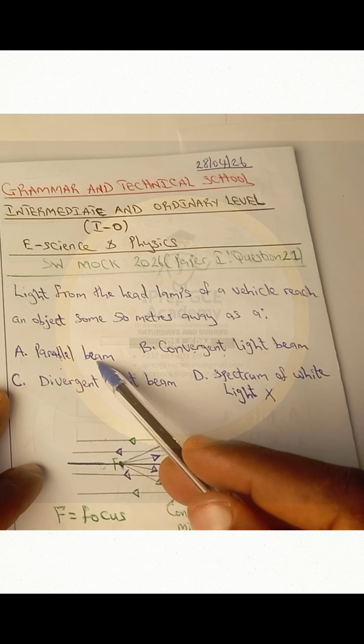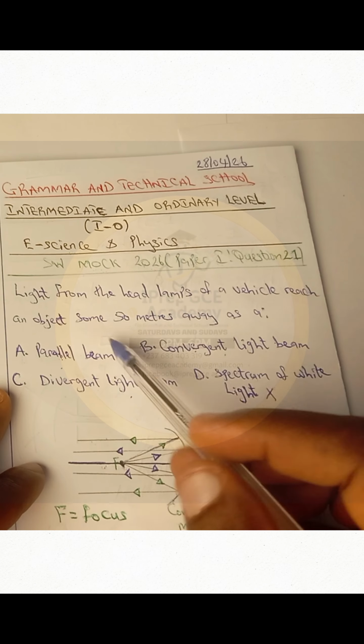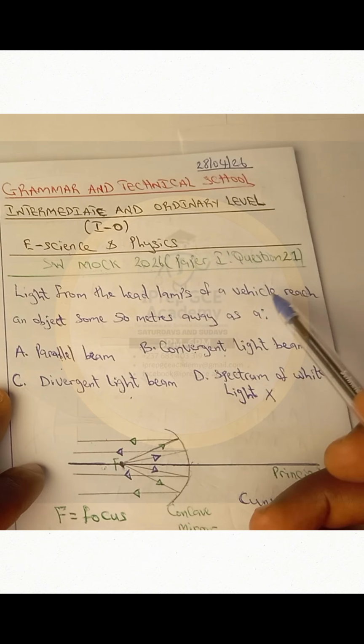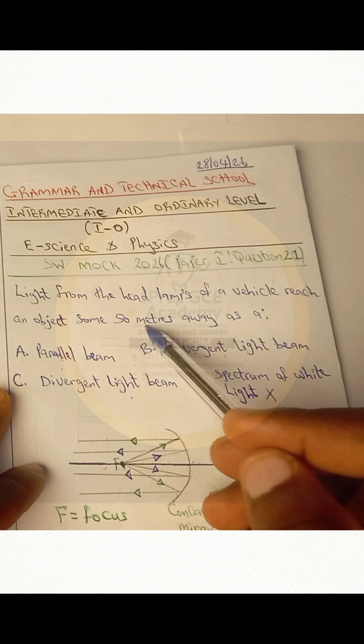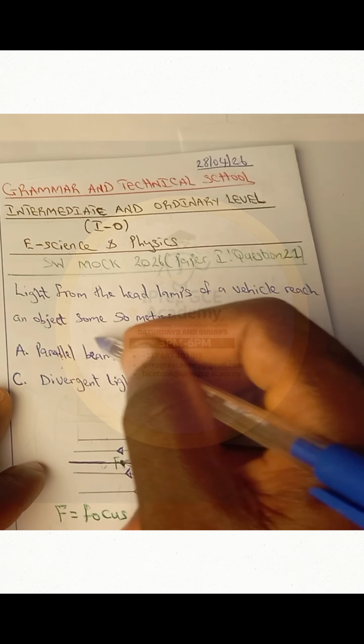So the correct answer for this Question 21 was: light from the headlamps of a vehicle reach an object some 50 meters away as a parallel light.